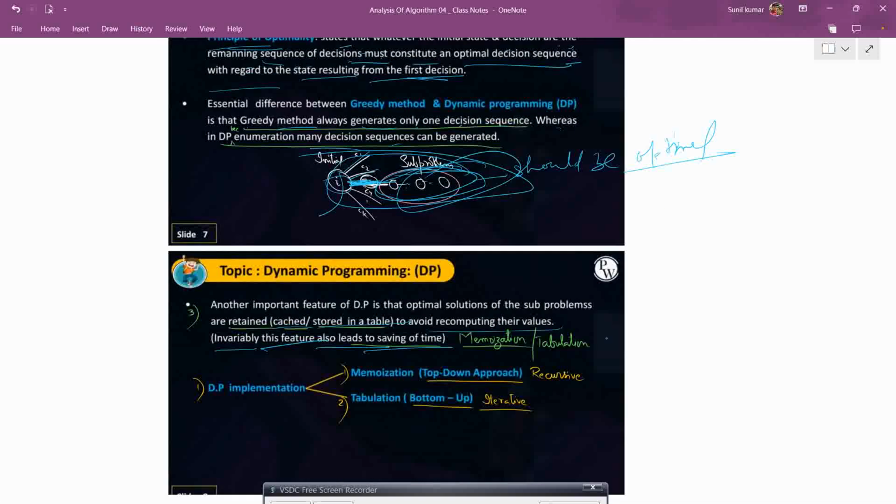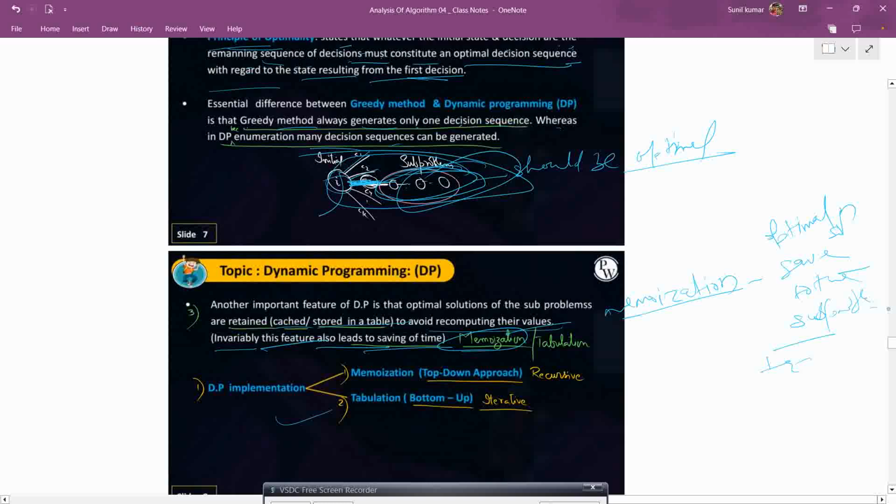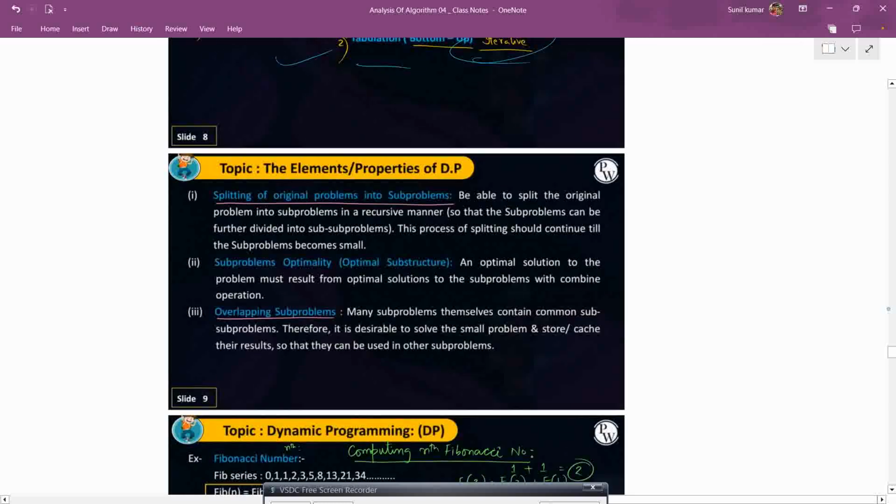In memoization, we save the optimal solution to the subproblem in a table. There are two types of implementation: the top-down approach, which is recursive, and tabulation, which is an iterative approach. We will see in the future how this all works.